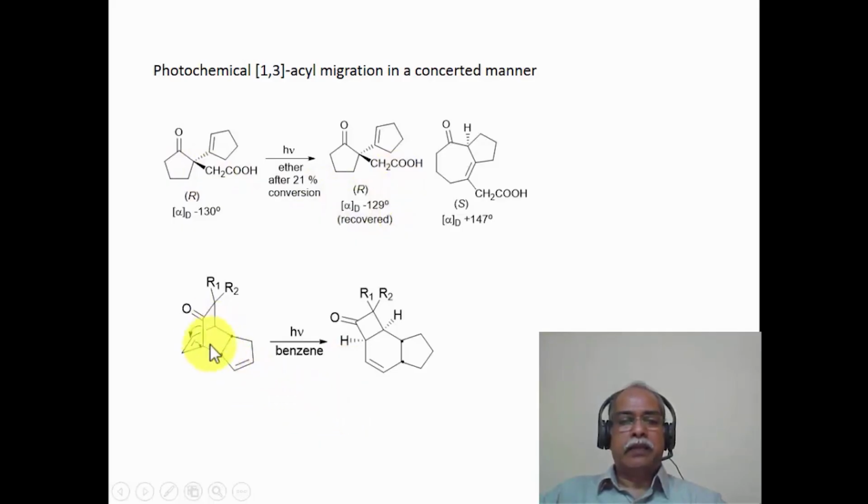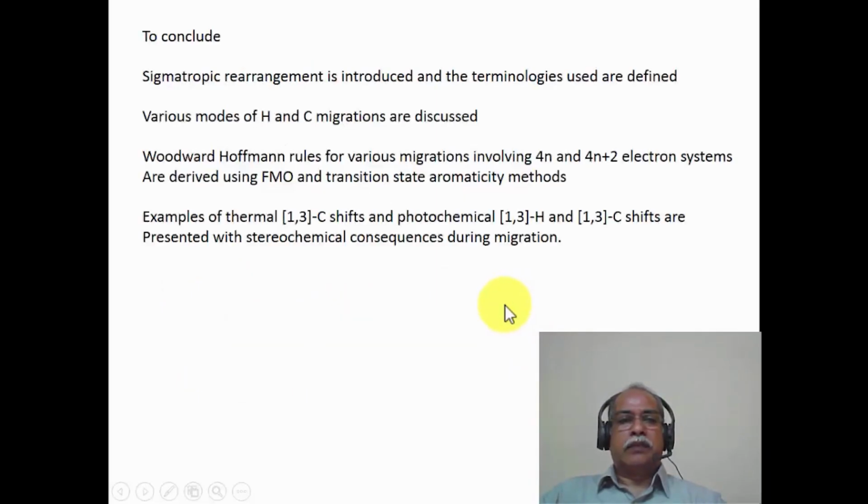Here is another acyl migration where the 2,2,2 bicyclic system undergoes acyl migration to give the fused bicyclic system in this particular case. Another example of a photochemical 1,3 sigmatropic rearrangement in this case.